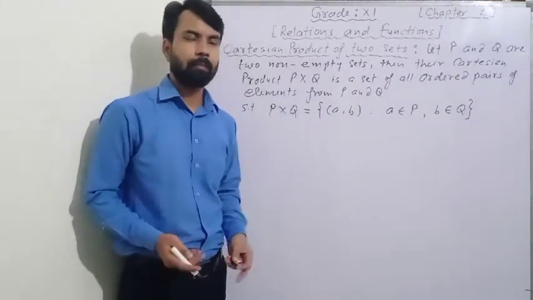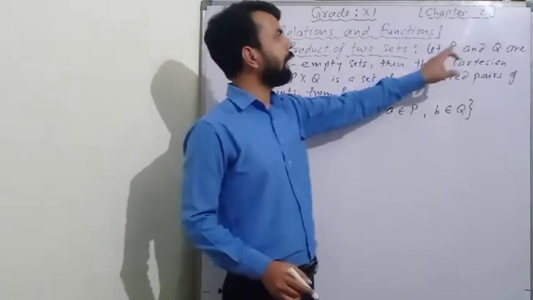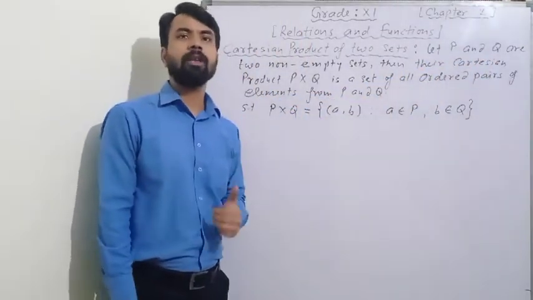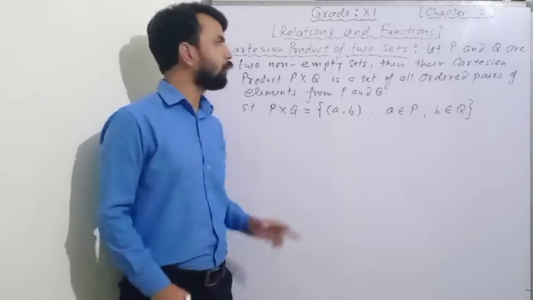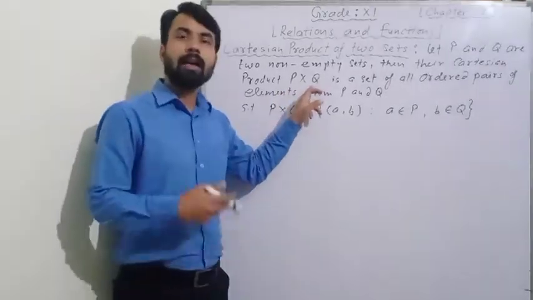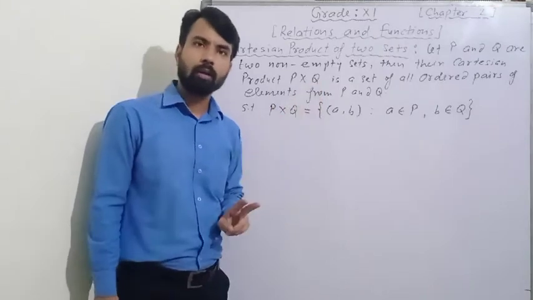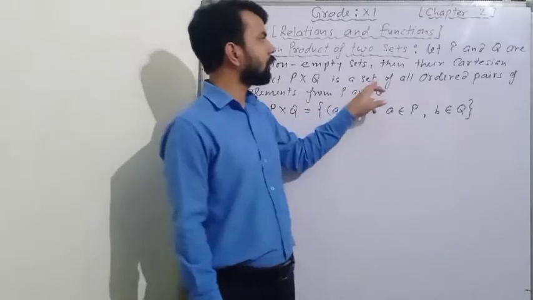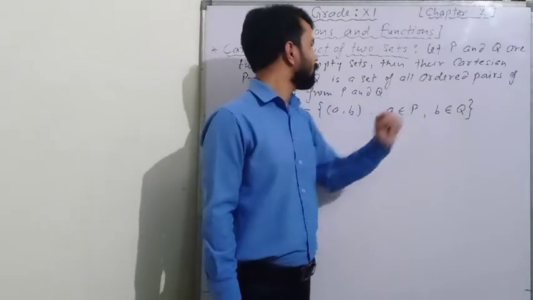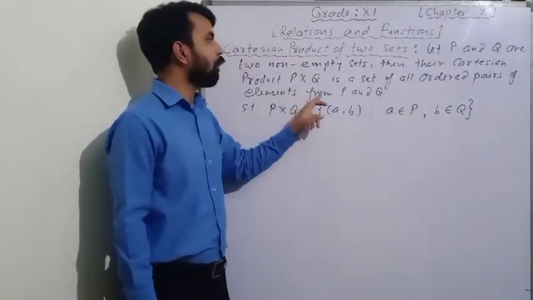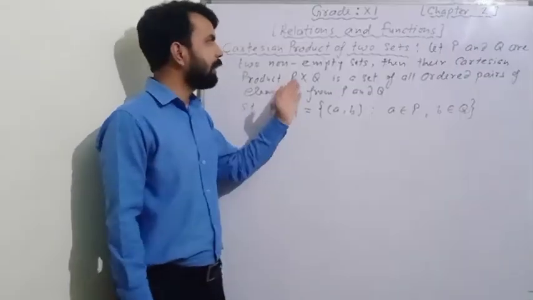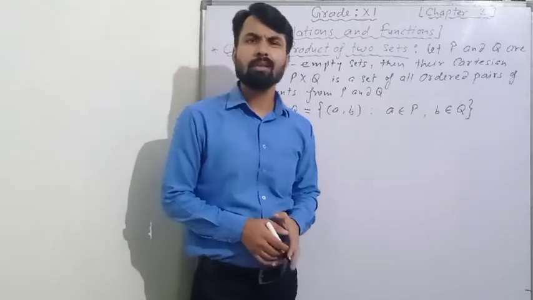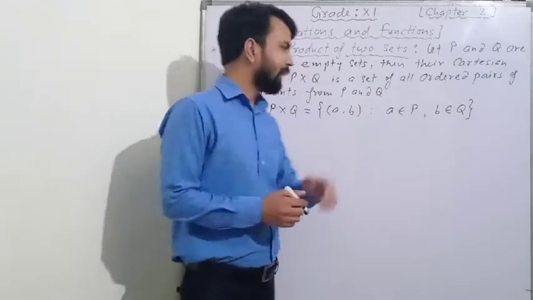Now I am explaining. If P and Q are two non-empty sets and we have to find their Cartesian product, then we can denote P cross Q as the Cartesian product of two sets. And this Cartesian product is a set of all ordered pairs of the elements from P and Q. Means P cross Q will be a set of all ordered pairs. What is ordered pairs? I am taking one example.